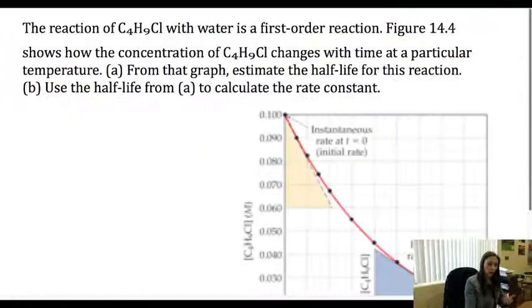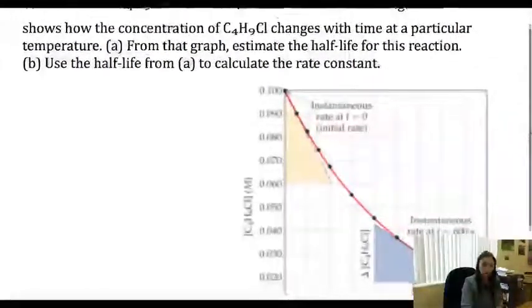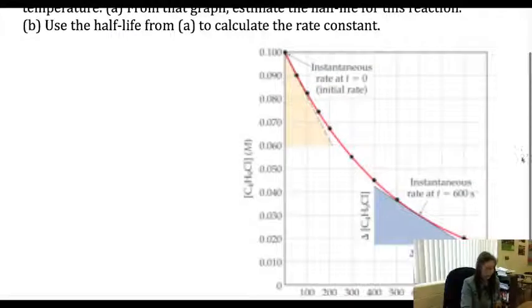Okay. So it says the reaction of C4H9Cl with water is a first order reaction. You have a chart. It shows how it changes with that particular time. This is the chart from way at the beginning of the chapter. It says from the graph, I want to estimate the half-life for the reaction, and then I want to use the half-life to try and find the rate constant. Well, I know this is a first order reaction. We talked about this before.